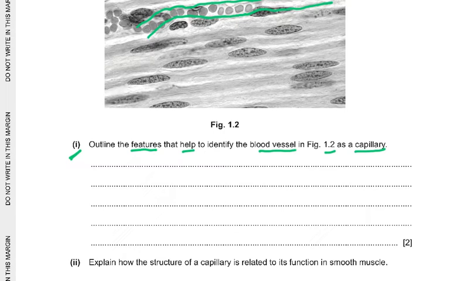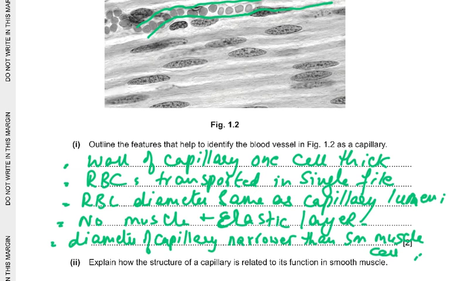So you have to give me 2 marks, and I have given you about 5 mark scheme points, and any 2 out of those. So many points that you could have given me and you could have got your 2 marks. Wall of capillary 1 cell thick, RBC transported in single file, RBC diameter same as capillary lumen, no muscle and elastic layer, diameter of capillary narrower than smooth muscle cell.